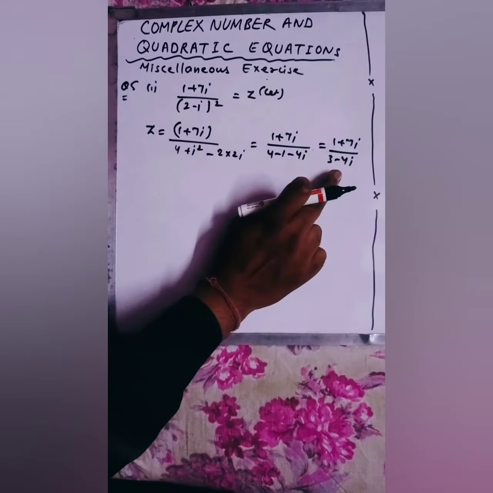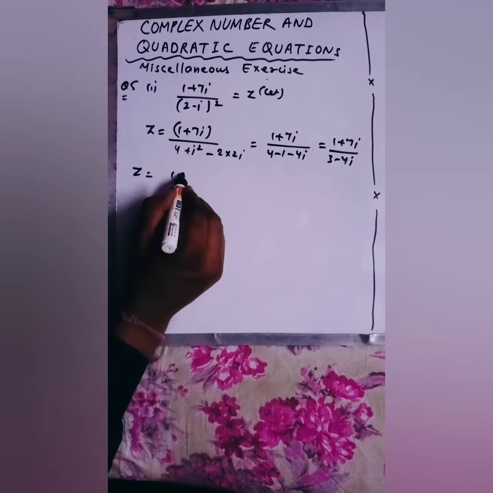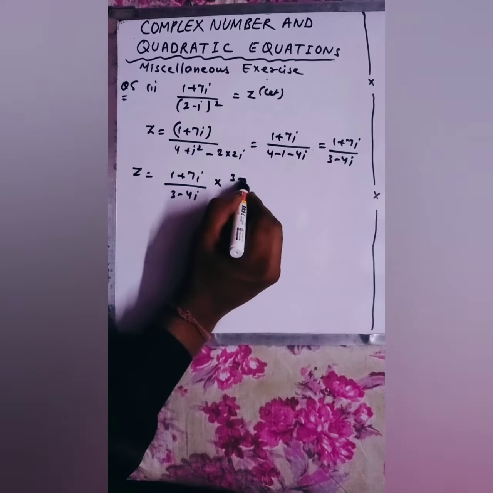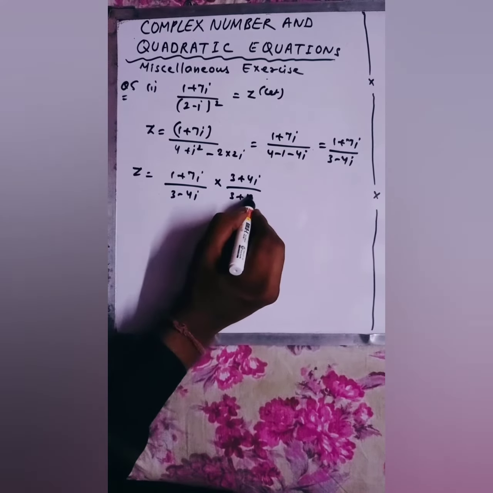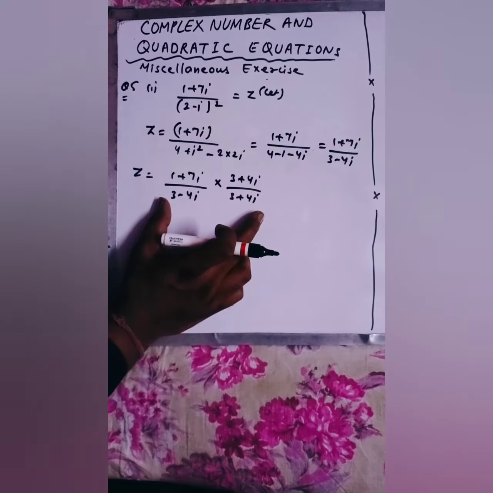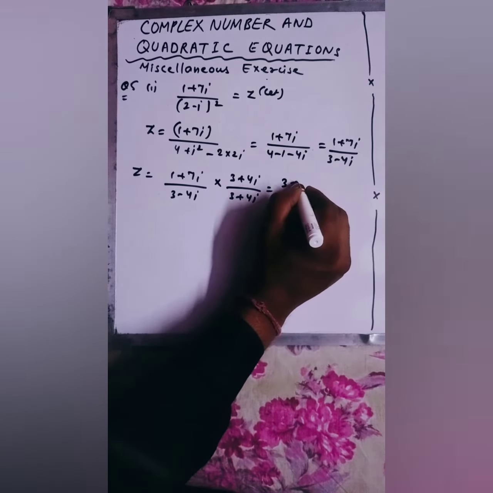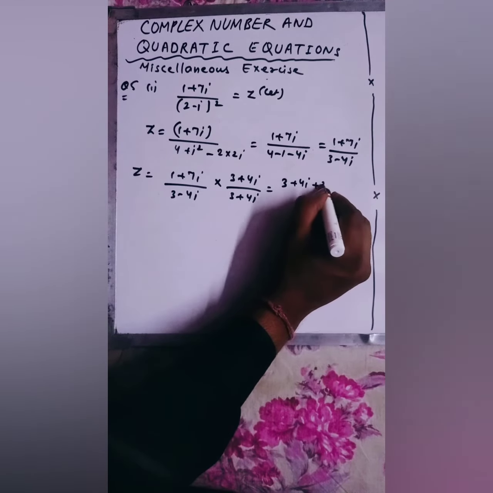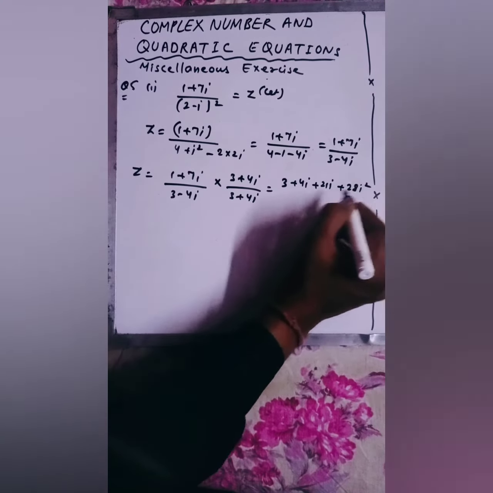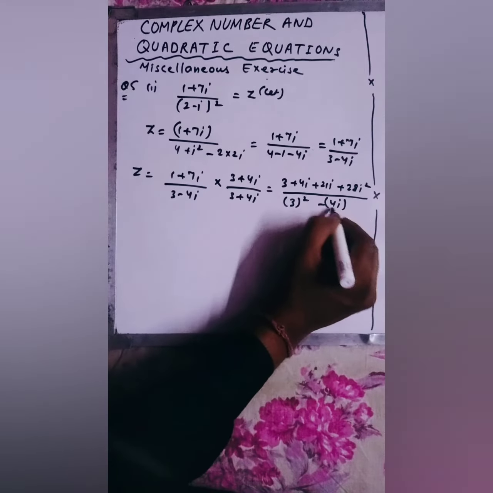Now you just have to rationalize this. You have 1 plus 7 iota over 3 minus 4 iota, into 3 plus 4 iota over 3 plus 4 iota. What I am doing is just rationalizing this. Got it? Now you can multiply these two. 3 plus 4 iota, 21 iota plus iota square, over 3 square minus 4 iota square.